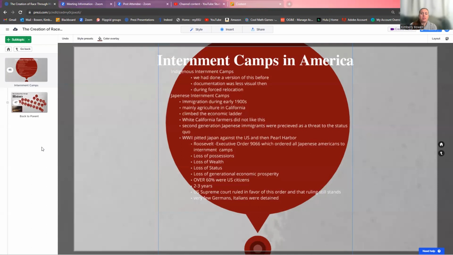The documentation for these things is far less visible. And we also did a lot of this during relocations. What would you consider the difference between an internment camp and a reservation? The only difference is that they have the ability to self-regulate to an extent, but that hasn't always been the case, A, and B, that self-regulation is always overridden by the US government. Well, almost always.